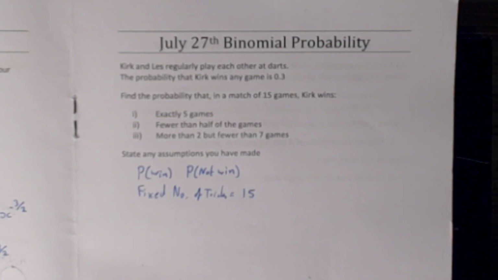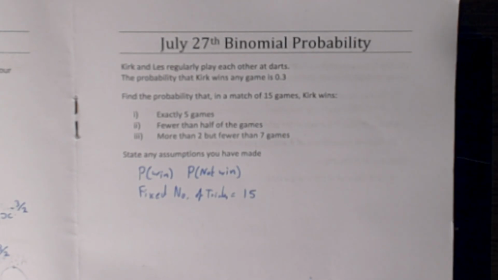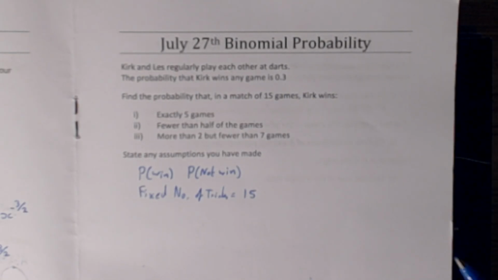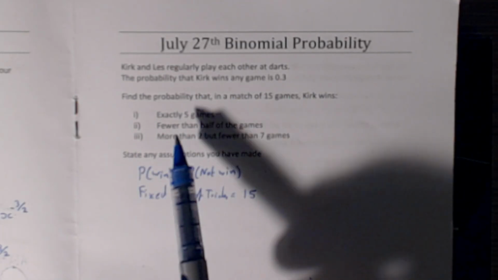We also have to assume the outcomes of previous games do not affect the outcomes of future games. You could argue that this is an inappropriate assumption. Maybe after Kirk plays 15 games, he's getting better, and that probability of winning a game might increase. For the binomial, we must assume that that is not the case, that this probability is always the same at 0.3. So that's the main assumptions, and we'll talk about how we can then calculate each of these options.